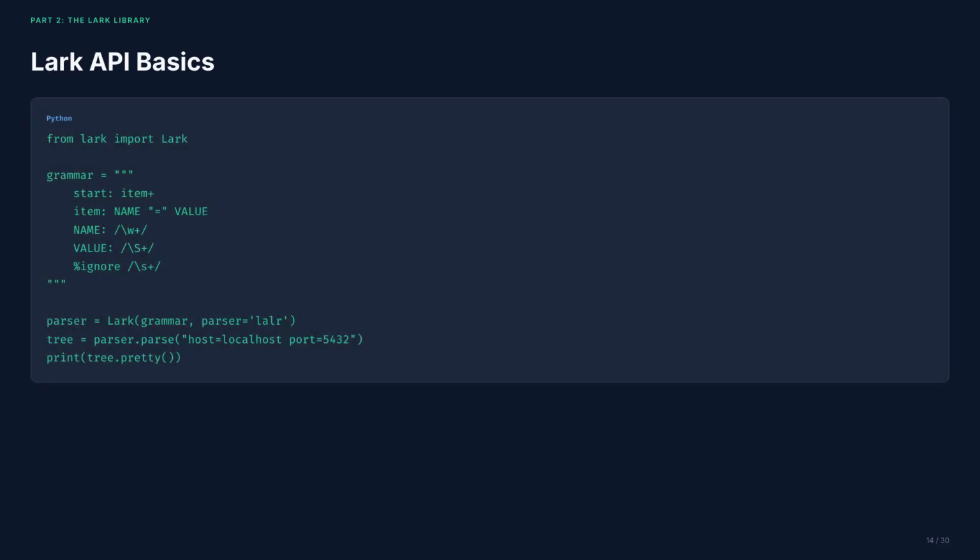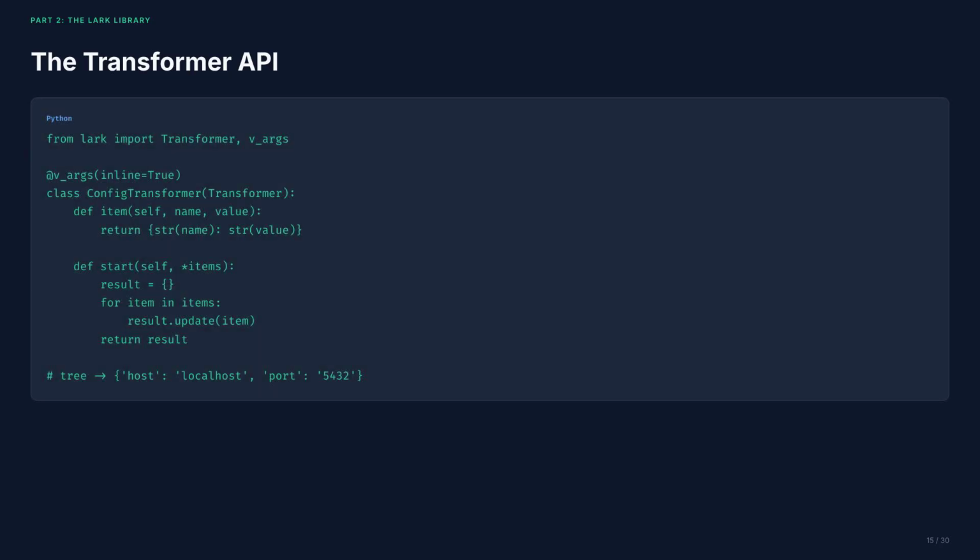Using Lark is simple. You write a grammar string, create a Lark instance with your chosen parser type, and call parse. The result is a tree object you can print, transform, or inspect. The grammar uses a .lark file format with rules and terminal definitions. Lark's transformer class is where the magic happens. Each method name matches a grammar rule. The v_args decorator with inline equals true unpacks children as method arguments. Return values replace the tree nodes. It is intuitive and Pythonic.